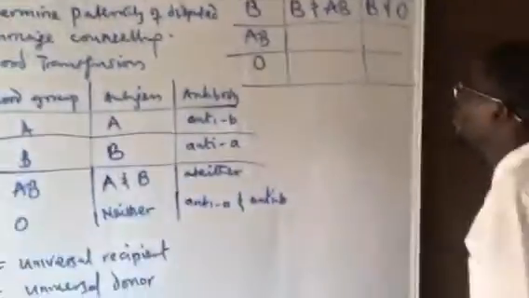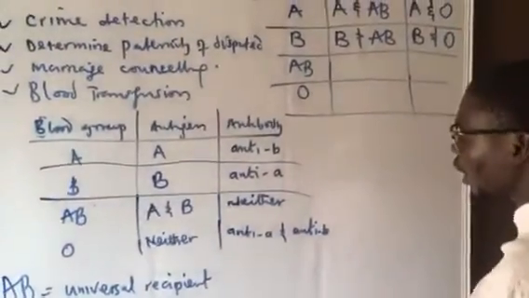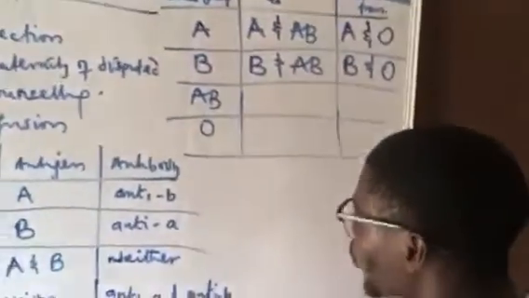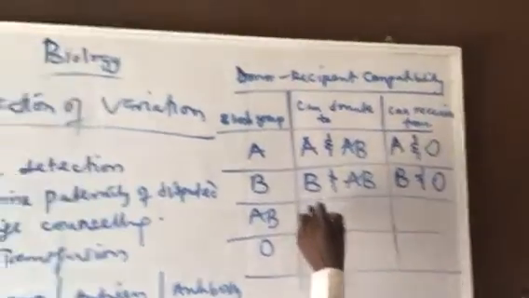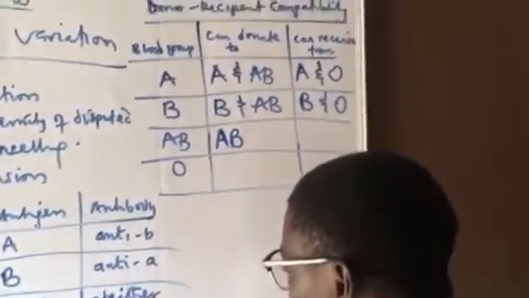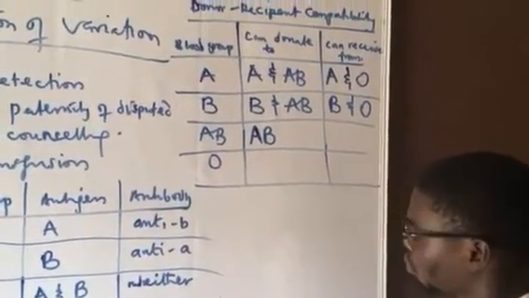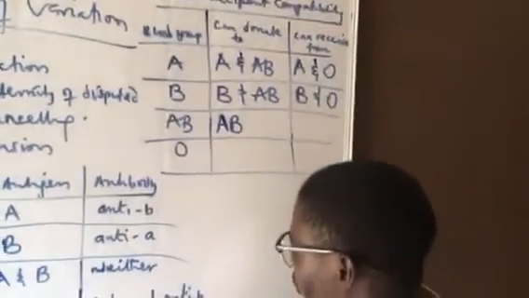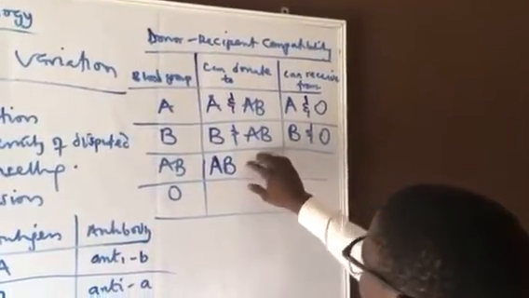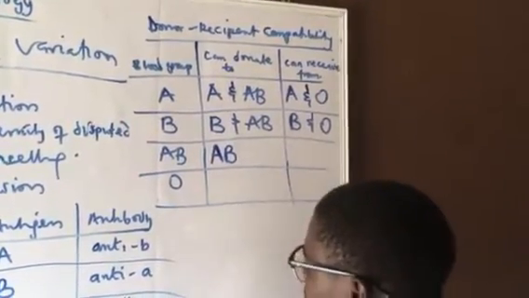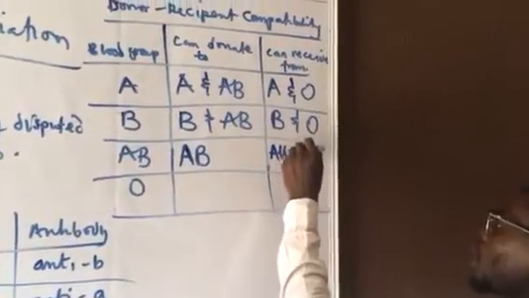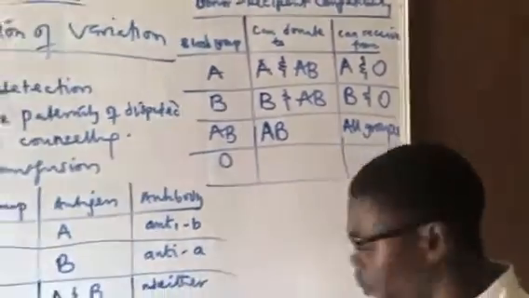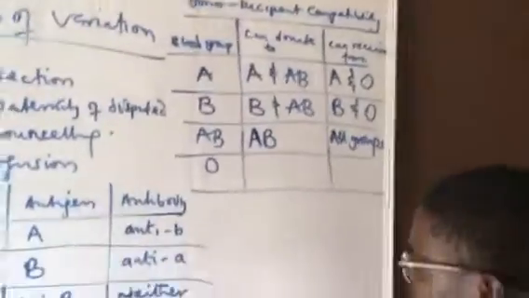When we talk about blood group AB, blood group AB is called universal recipient. Blood group AB can only donate to blood group AB, but blood group AB can receive from all groups. Blood group AB can receive blood from all the groups: it can receive from A, from B, from AB, and from O. That is why it is called universal recipient.